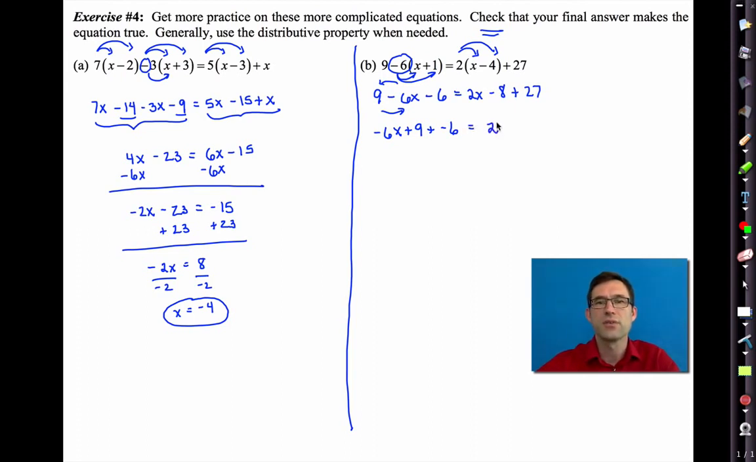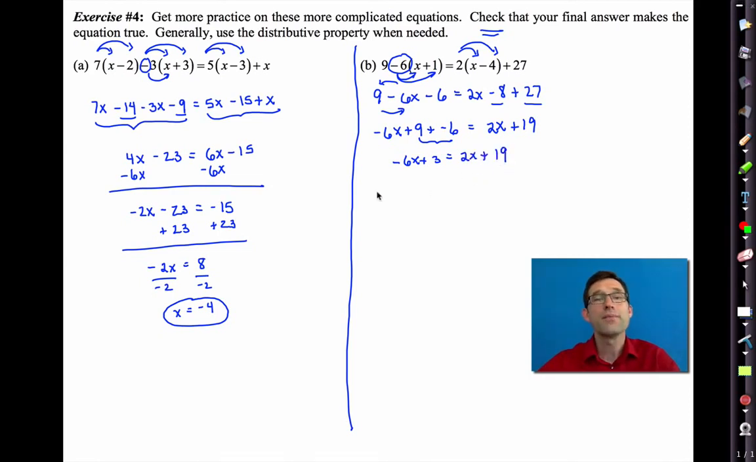Okay, here not so much of a problem. In fact, I could combine these all at once. Negative 8 plus 27 is positive 19. Think about that for a minute. All right. Over here now, I can combine these two. Positive 9, negative 6 is positive 3.